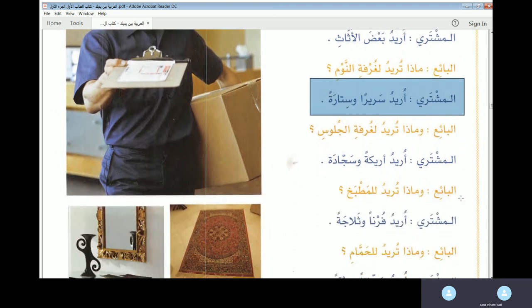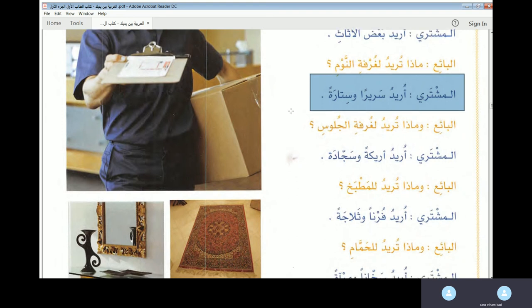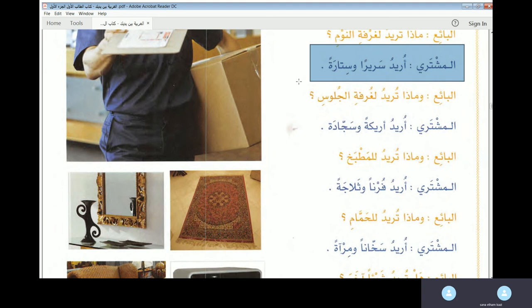Uridu sariran wa sitaratan. I want a bed and curtain. I want a big bed.